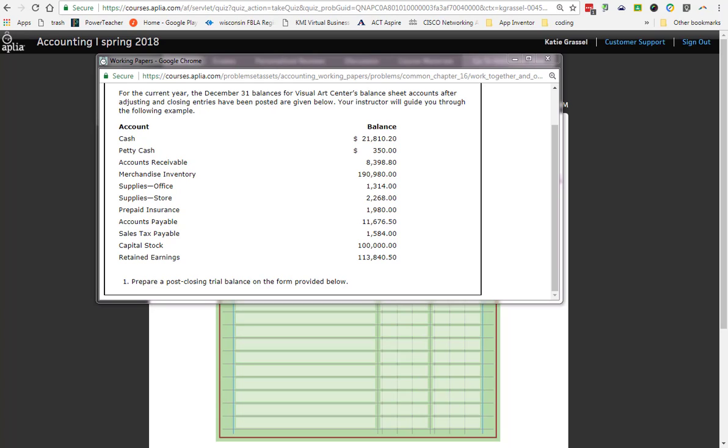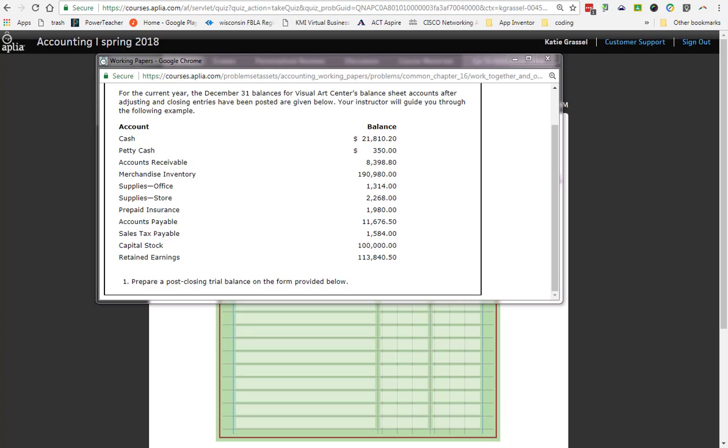So you have to journalize your adjusting entries, then post them. Then you're going to journalize your closing entries, then post them. When you're done posting both of those, then you're going to prepare your post-closing trial balance. After you've done your closing entries, prepare a trial balance, and the purpose of any trial balance is to make sure debits and credits equal.